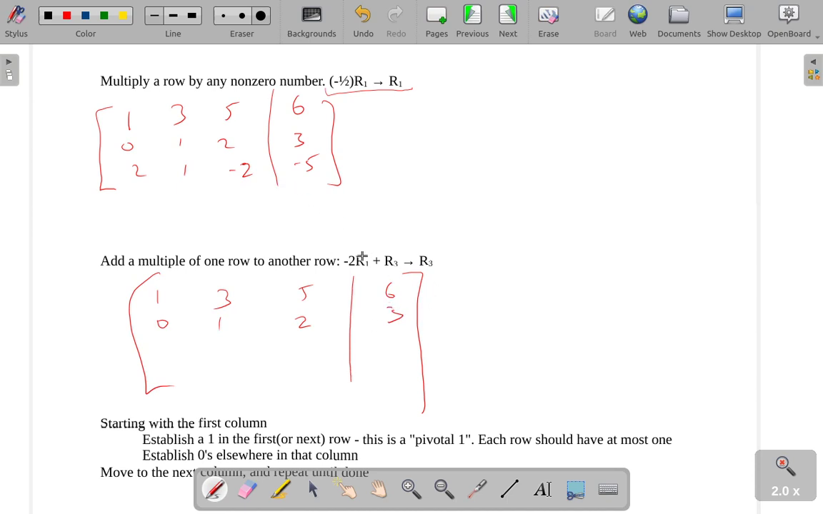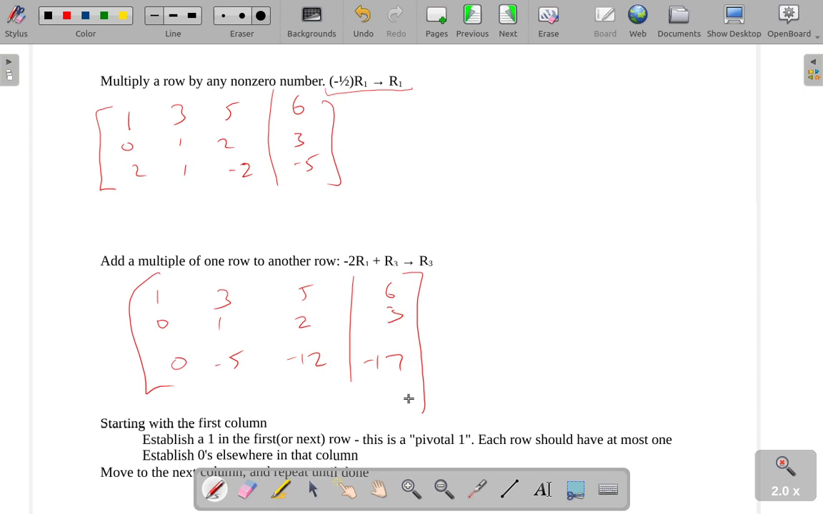But now what I'm going to do is negative 2 times this value and add it to the corresponding value in row 3. So negative 2 plus 2 is 0. Here we do negative 2 times 3, which is negative 6. Add that to 1, we get negative 5. Here we do negative 2 times 5, which gives us negative 10. Add that to this, we get negative 12. Here we do negative 2 times this, which is negative 12. We add it to here, we get, what, negative 17?